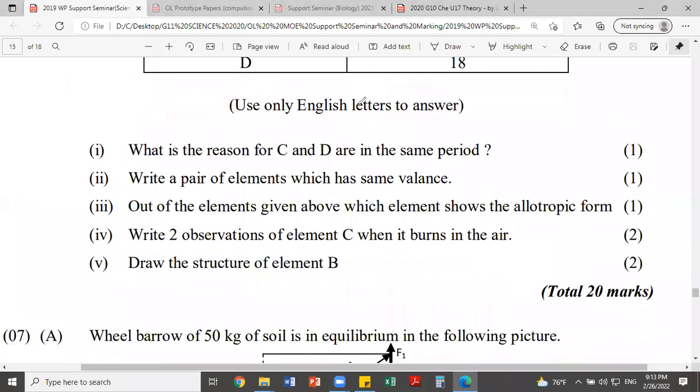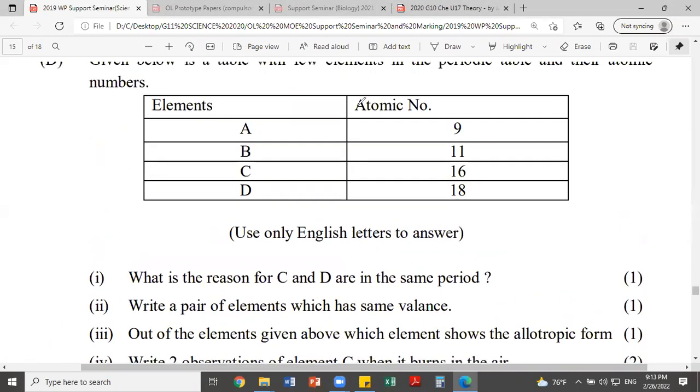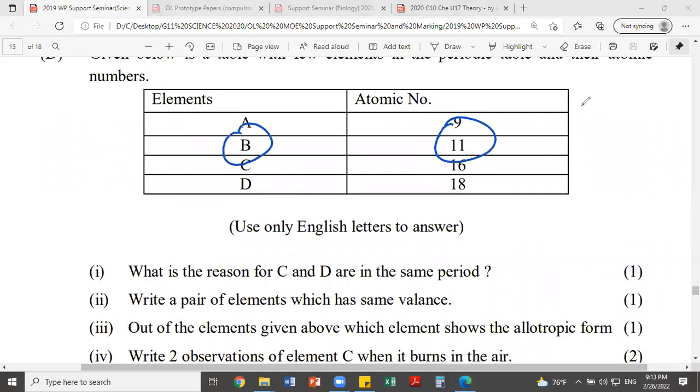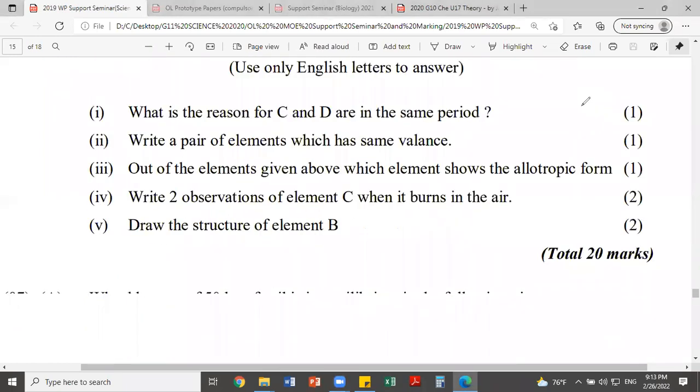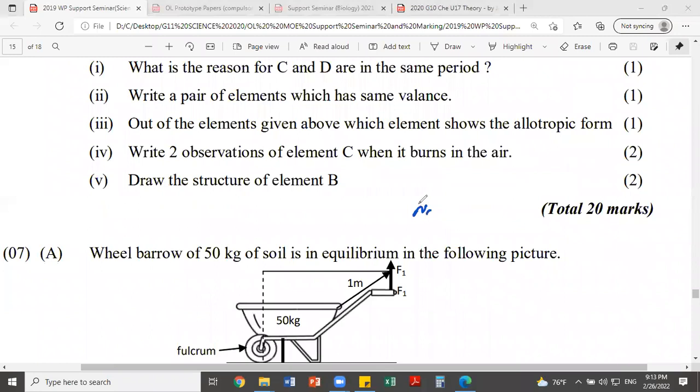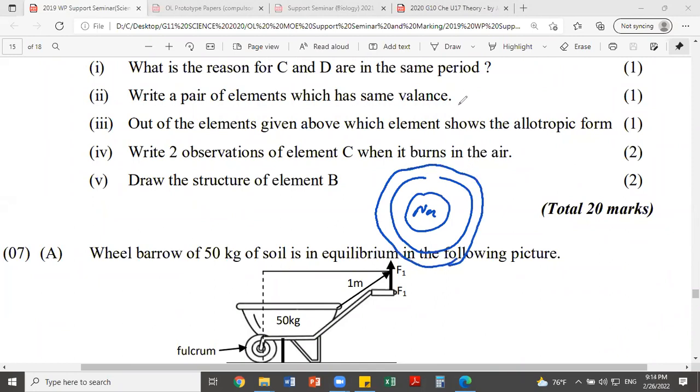Draw the structure of B. Draw the structure of element B, that is sodium. Element B is sodium, 2, 8, 1. How to write the structure of B? Sodium, Na. You draw the first energy level, second energy level, third level. My advice when you are writing this: reduce the gap between the energy levels. You can write 2 electrons in the first level. The next level has 8 electrons. So 2, 8, and the last level has 1 electron. That's it, the structure of element B.